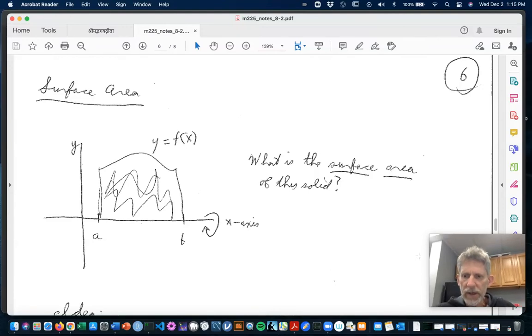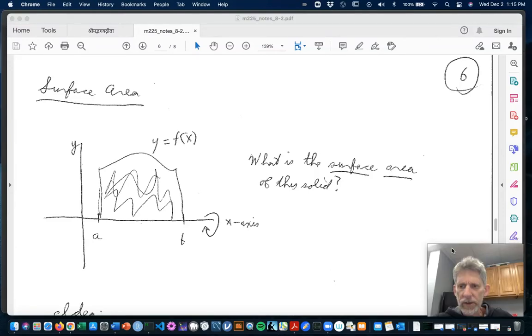Hey everybody, Dr. White here again, continuing our discussion of arc length and surface area. Now we're going to look at the surface area of a solid of revolution. So imagine that you've got some piece of a curve y equals f of x from x is a to x is b, and say you're just revolving around the x-axis and you get a little solid of revolution. And we're wondering what's the surface area of the solid.